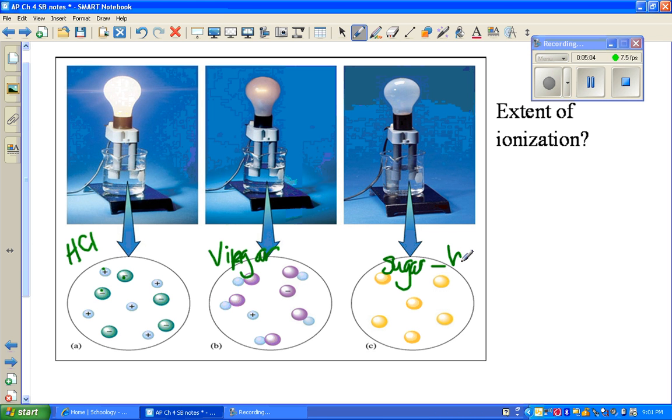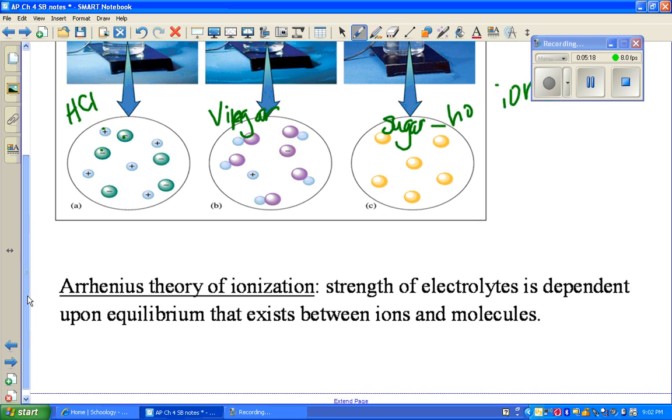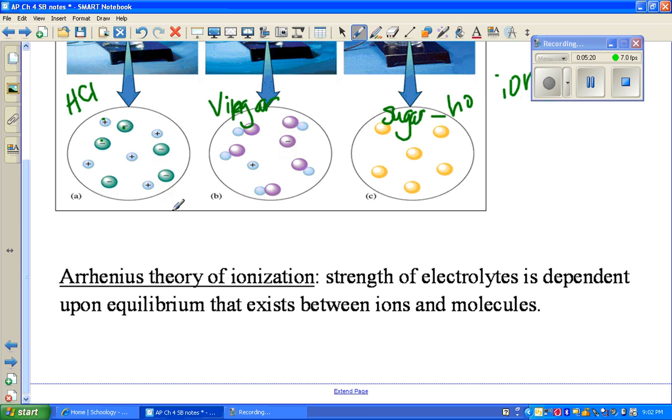Because there are no ions, there's not an ability for a current to go through here. So on the bottom of this page, you have a little statement that Arrhenius' theory of ionization, we're going to talk about Arrhenius again when we go to acids and bases, says that the strength of electrolytes is dependent upon the equilibrium that exists between ions and molecules.